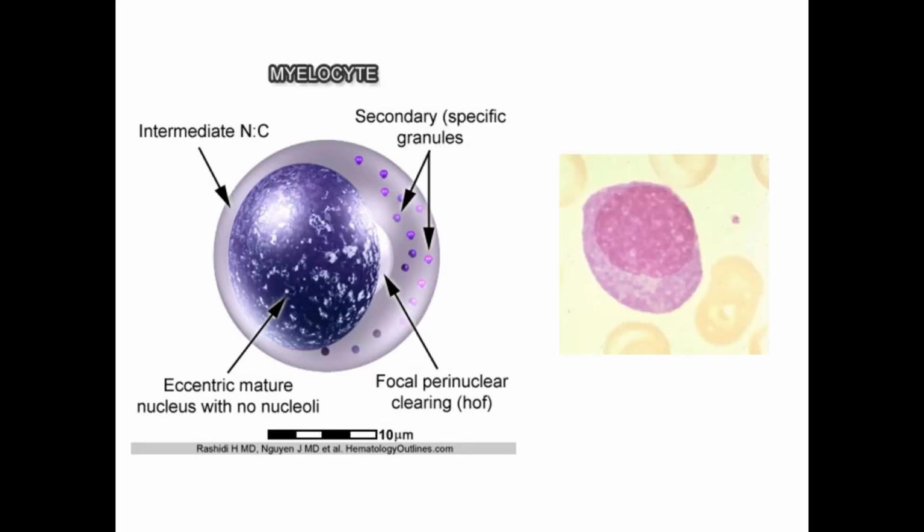This is an image of a myelocyte which has a round to oval nucleus, sometimes eccentrically located. It has a small area of clearing at one particular point near the nucleus. It's called a perinuclear HOF. The reason why this area is clear is because the Golgi complex is present at that place. And in the cytoplasm, more secondary granules will be there and fewer primary granules.